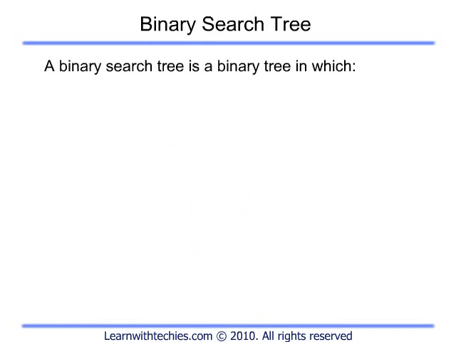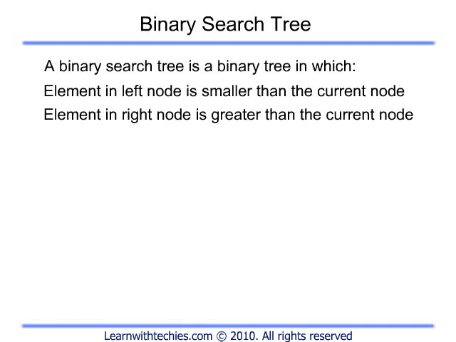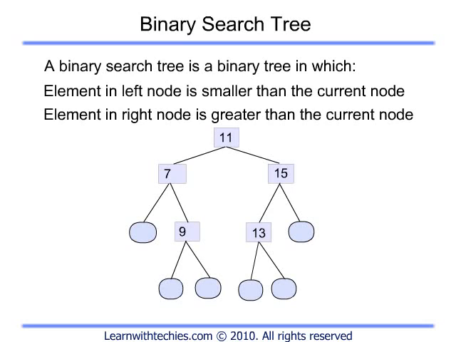A binary search tree is a binary tree which satisfies 2 properties. The element in the left node is smaller than the current node. Hence, all elements in the left subtree are smaller than the current node. The element in the right node is greater than the current node. Hence, all elements in the right subtree are greater than the current node. This is a sample binary search tree. You can see each node satisfies the 2 properties.